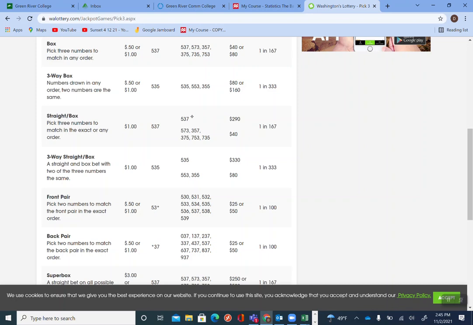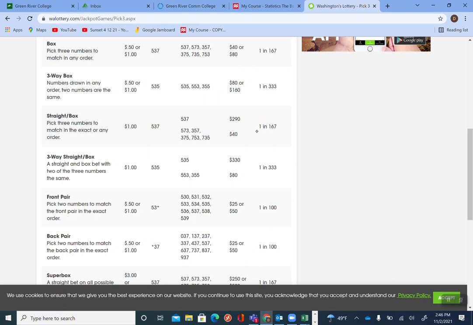So there's a 1 in 1,000 chance that you're going to win the 290. There's a 1 in 5 chance that you're going to win the $40. They put over here that your odds are 1 in 167. That is that you're going to win something.